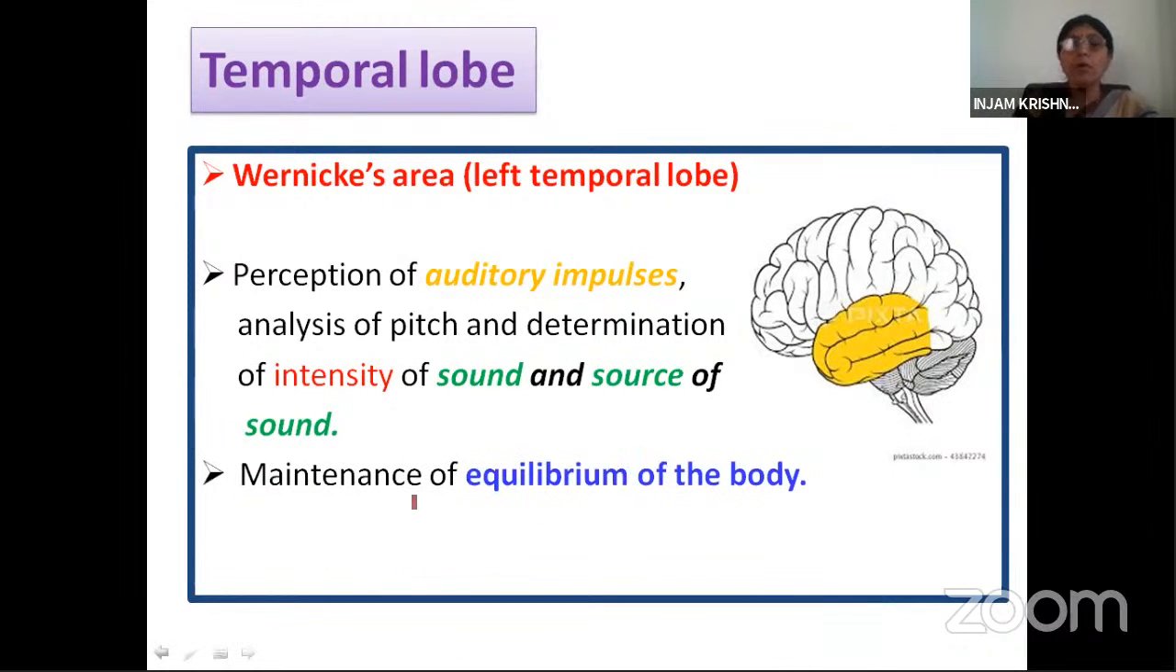And then one more function is maintenance of equilibrium of the body. Equilibrium of the body, you know it. It maintains the balancing to prevent abnormal walking, or we may fall down like that.